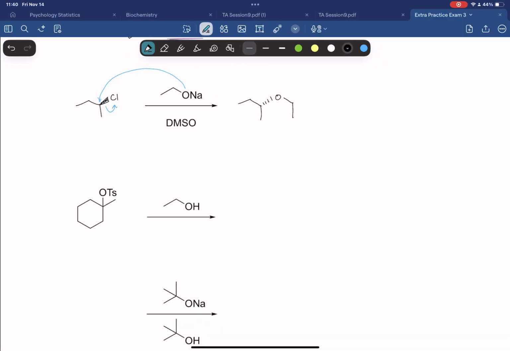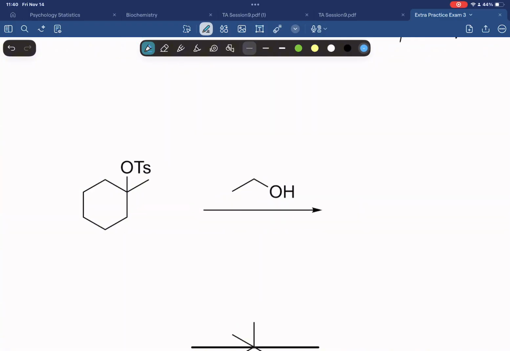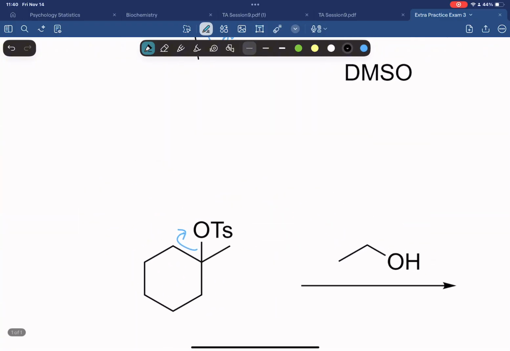All right, for our next one, we have a ring system here, and then we have a good leaving group on here, right? So remember, what kind of alkyl halide is this? We have 1, 2, 3 carbon groups on here, which means this is a tertiary carbocation. If we were to form a carbocation in this case, we would form a tertiary carbocation. And remember, what does tosylate look like? So let's look at what tosylate looks like. So this is what tosylate looks like.